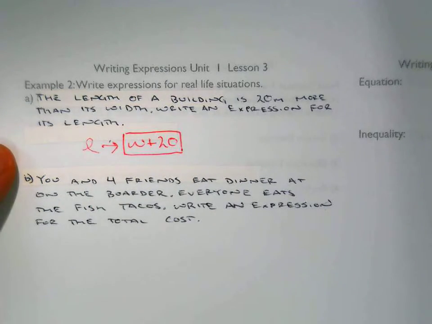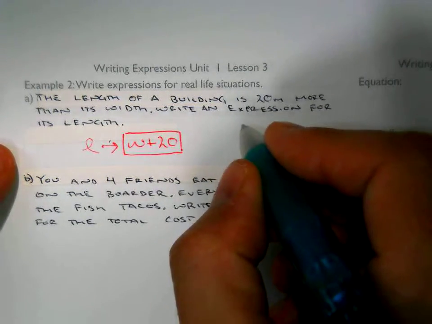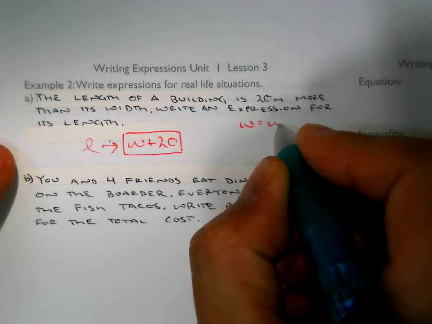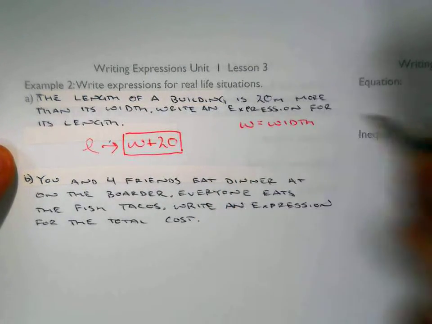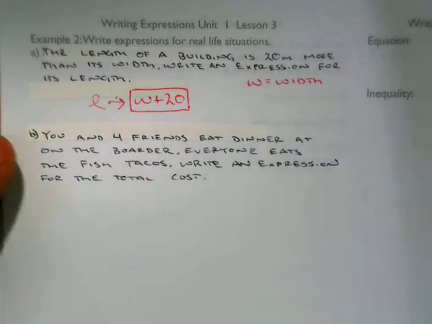Whenever you introduce variables, make sure that you are telling us, or the reader of your work, what they stand for. So in this case, W equals width. That would be one of those little things that, if you forgot to do that, would take you from a 5 to a 4 when I was grading.